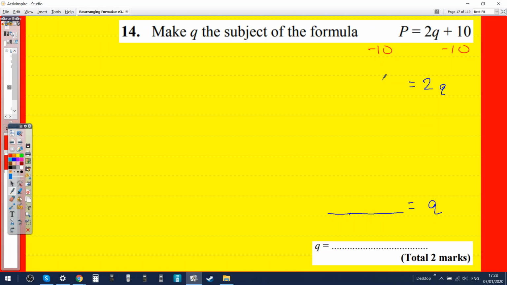How about on the left side? What is now on the left side? P. And what else? You did minus 10 to both sides. So p minus 10 is on the left, 2q is on the right, and so we want 1q. So how do we get that? You have to get rid of the 2. Yeah, like divide. So what do you get?